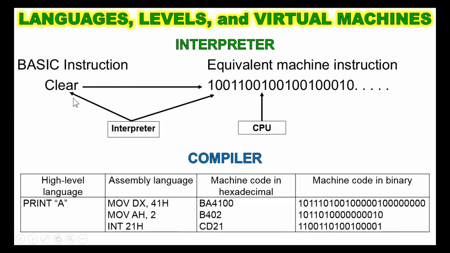The BASIC language interpreter reads the BASIC command CLEAR and translates it into an equivalent machine language made up of binary numbers, ones and zeros, that the CPU runs or executes in real time. On the other hand, the compiler reads a high-level language command like print the letter A and translates it first to assembly language for easy translation into machine language, and stores it into an executable file. The CPU runs or executes the executable file.